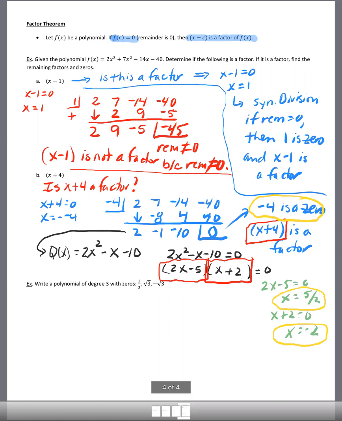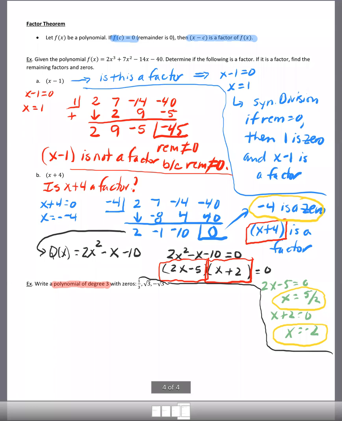For this last example, it's kind of playing it backwards for us. This one here says that someone has gone through and left us what they found out about zeros. And in this problem here, they found out that the zeros are 1/3, square root of 3, and negative square root of 3. And what you want to check is what degree did they specify for our polynomial. Our polynomial is degree 3. What this implies is that you should have 3 zeros.